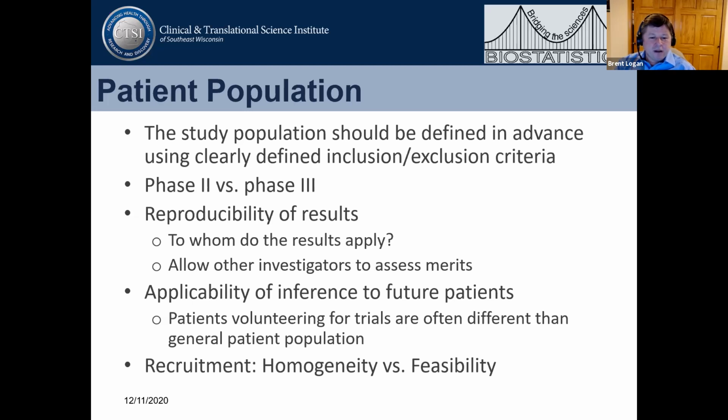From a recruitment standpoint, you're often dealing with an issue of homogeneity versus feasibility. Homogeneity means the patient population is very similar and clear and well-defined and narrow in scope. But oftentimes that may be too restrictive and may be hard to recruit. So from a feasibility standpoint, you may need to broaden the types of patients that you include in the study to be able to enroll and complete the study. So there's a tension between homogeneity and feasibility.